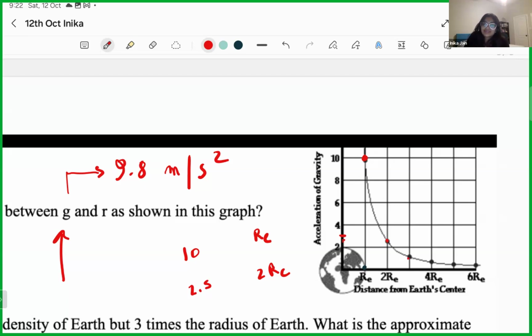This is how physics should go. It is not something to be mugged up. It is something where you understand the concept and then you feel it using the values. Okay, so what is the answer for this?